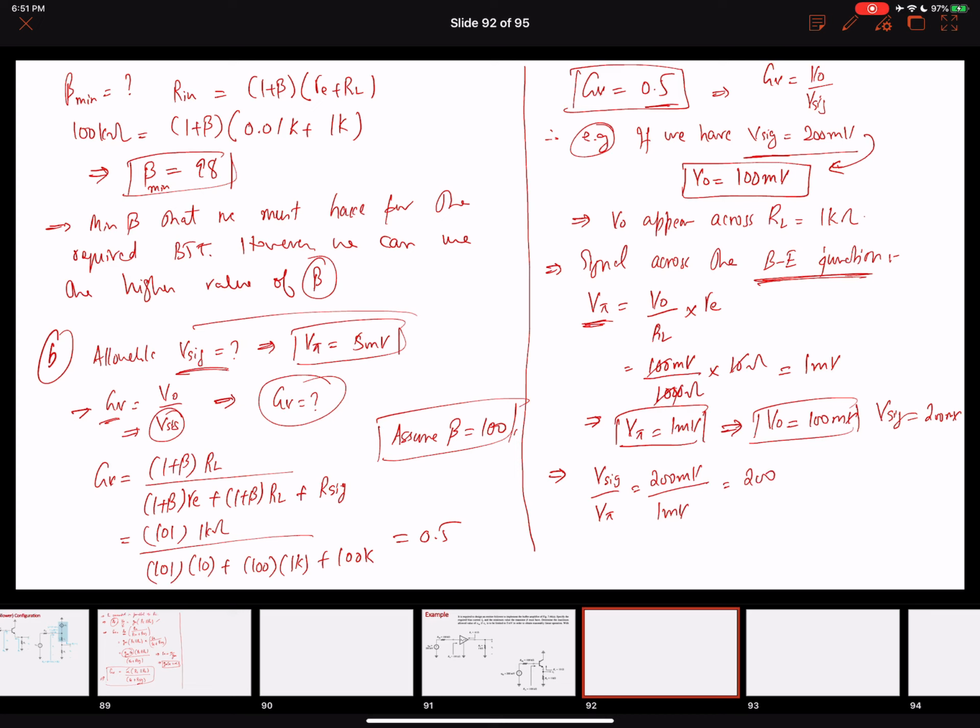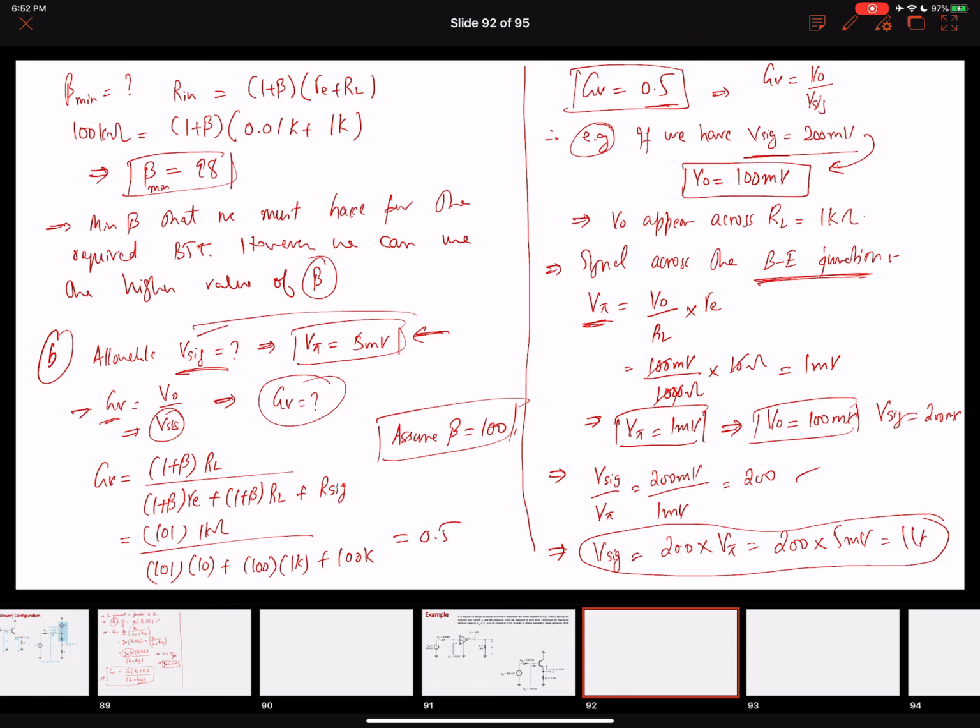So the ratio is 200. In this example, we had a 5 millivolt value given and we wanted to find out the value of the V sig. The ratio comes out to be 200. So to find the new value of the V signal, it should be 200 multiplied by V pi, which is 200 multiplied by 5 millivolts. It will come out to be 1 volt. So this is the value of the signal voltage that we can find out.